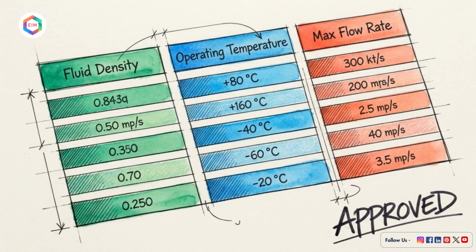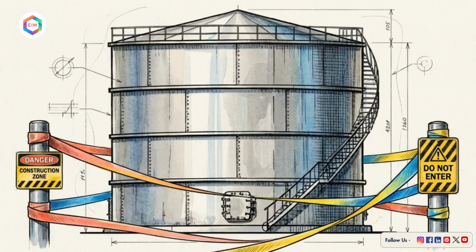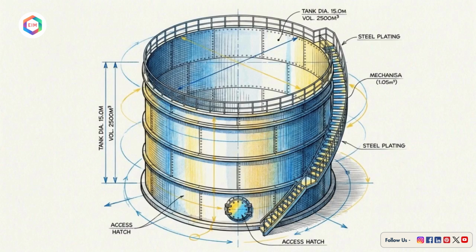To prevent this, every variable, from fluid density to flow rates, must be formally frozen and approved before a single plate thickness formula is calculated. A tank built to an outdated recommended practice or a legally overwritten standard is non-compliant from the day it is commissioned. With the design basis locked, we can look at the physical geometry of the tank.